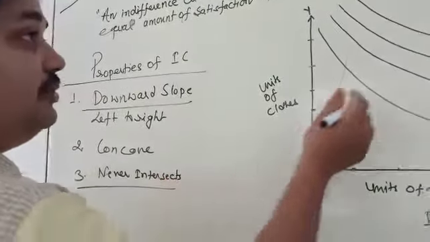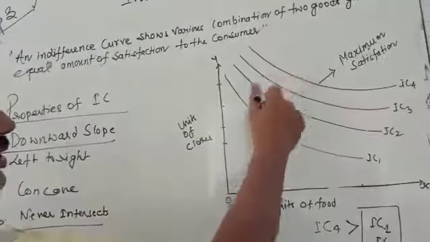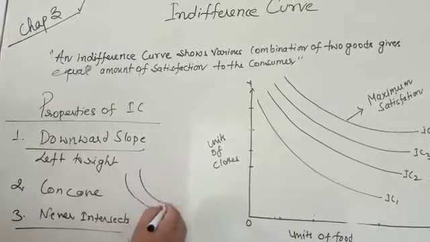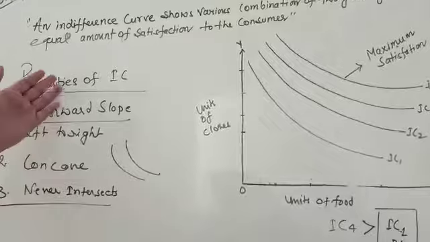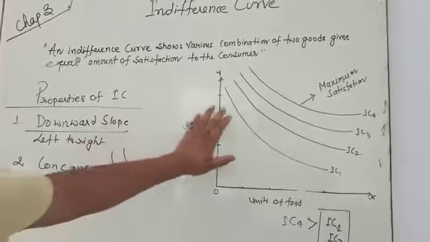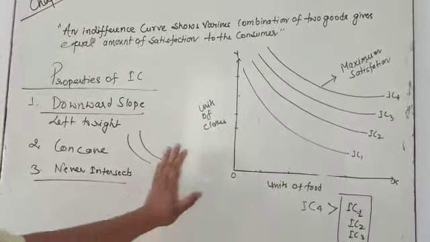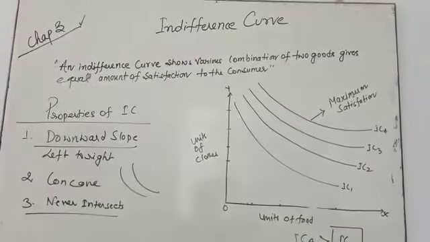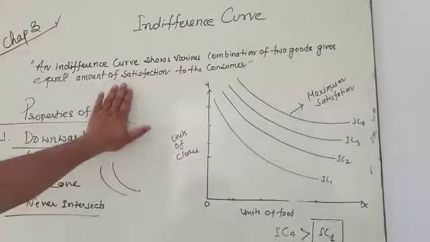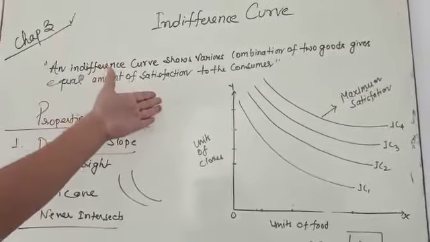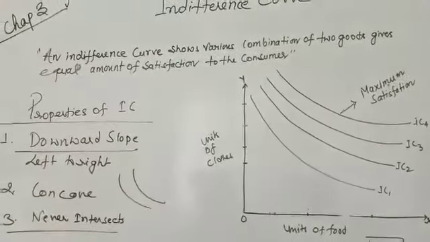What never intersects? Any curves cannot intersect each other. Concave means the position is this way. So there are three properties you should remember. The IC curve moves downwards left to right. Second, it is always concave, and it never intersects each other. So our topic is going to be completed. Remember it is a combination of goods and services that the consumer is satisfied with for a given amount of income. Thank you, my dear students.